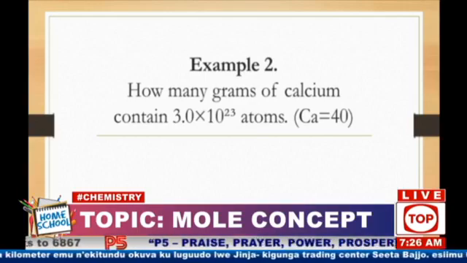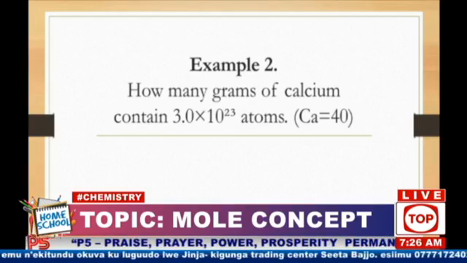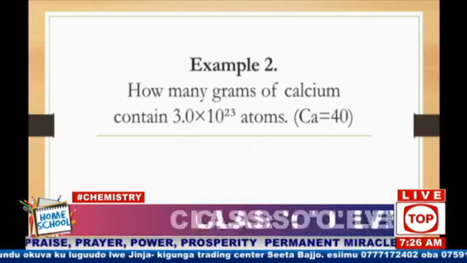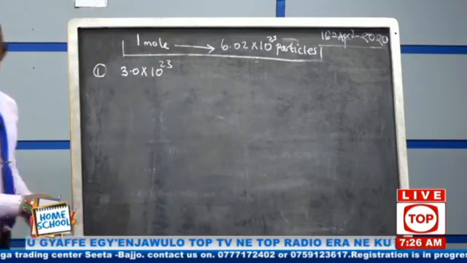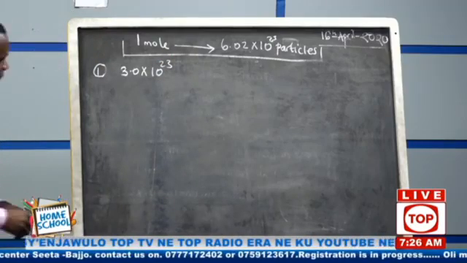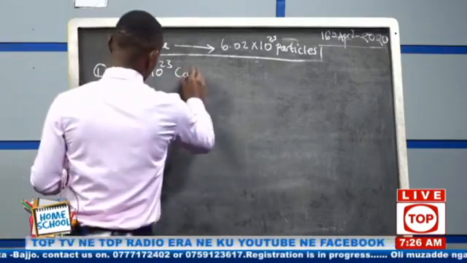Okay? So let us look at our question. It is saying we are looking at 3.0 times 10 power 23 calcium atoms. Okay? These are the calcium atoms.